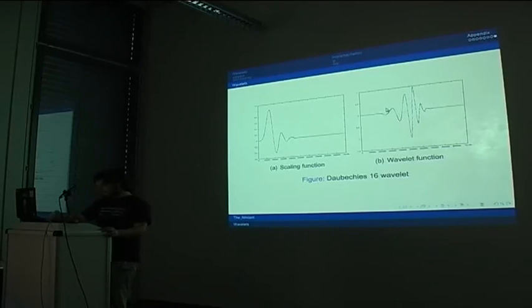Do you know the coefficients, for example, using the JPEG 2000 standard? Is it very complex? I don't know what JPEG 2000 uses. I didn't do any research on that, but.